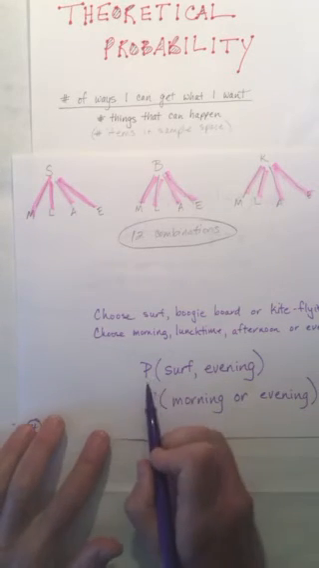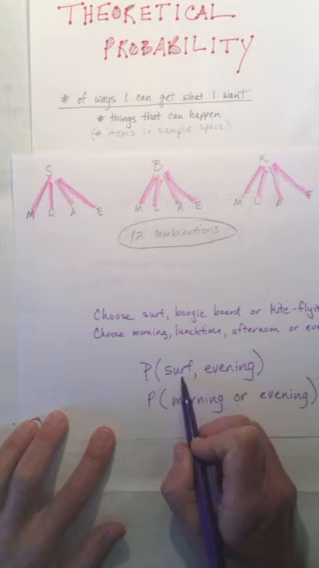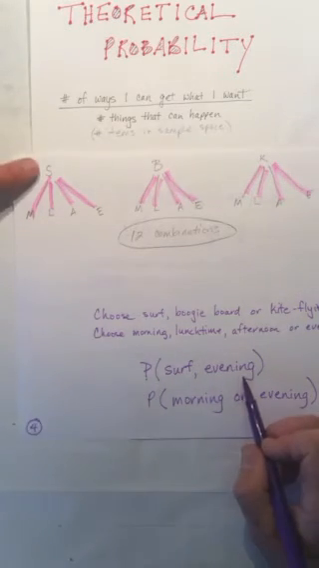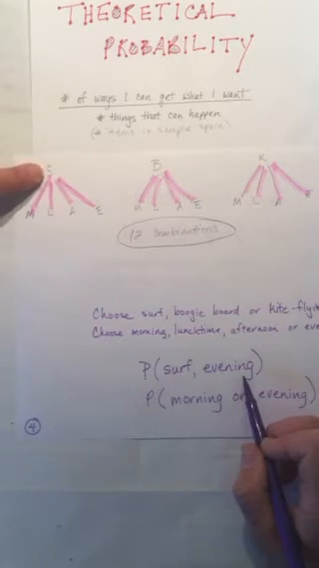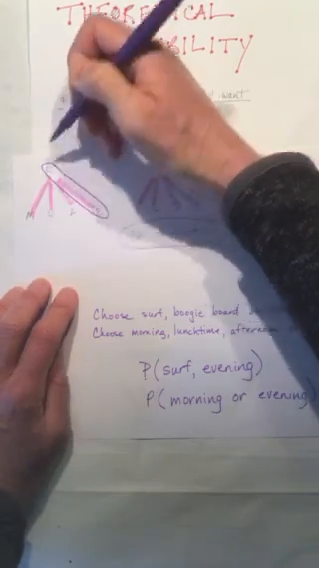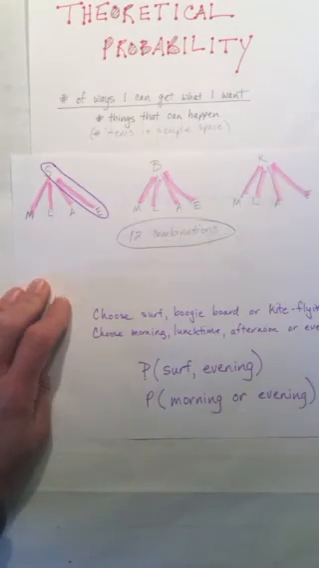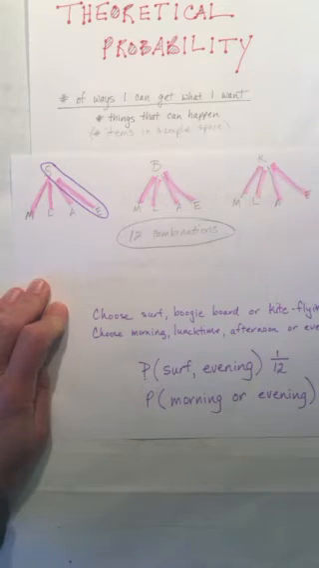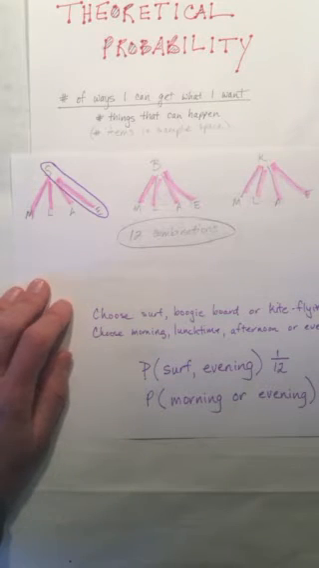So what is the probability of going surfing in the evening? Well, let's take a look. Here's all the surfing combinations. And just this one branch shows surfing in the evening. So there's only one way we can get what we want out of 12 combinations. So the probability of surfing in the evening is 1 out of 12. One way we can get what we want out of 12 items in the sample space.